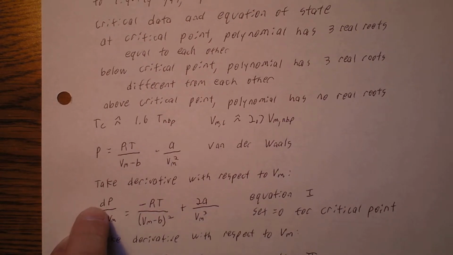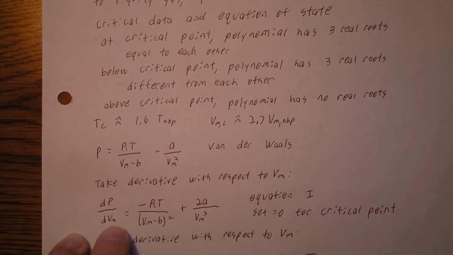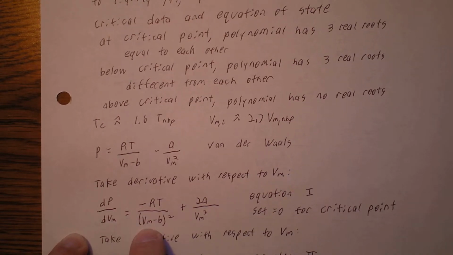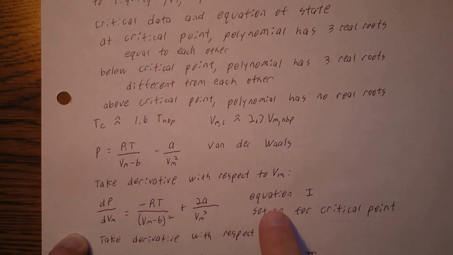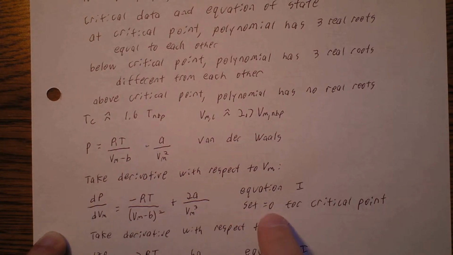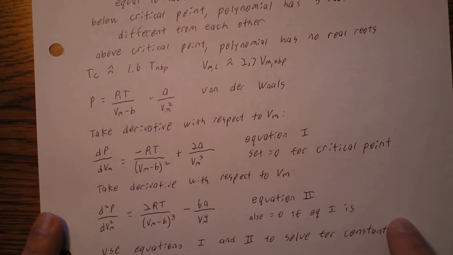So we get the derivative of pressure with respect to molar volume is equal to minus the gas constant R times temperature divided by the quantity molar volume minus the correction term B squared, plus 2 times the correction term A over molar volume cubed. We're going to call that equation 1 for future reference. And remember, at the critical point, that's going to be equal to 0.